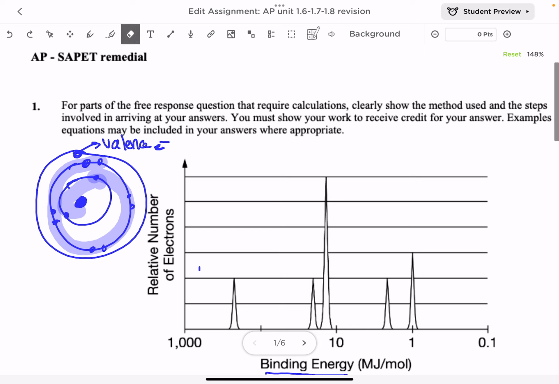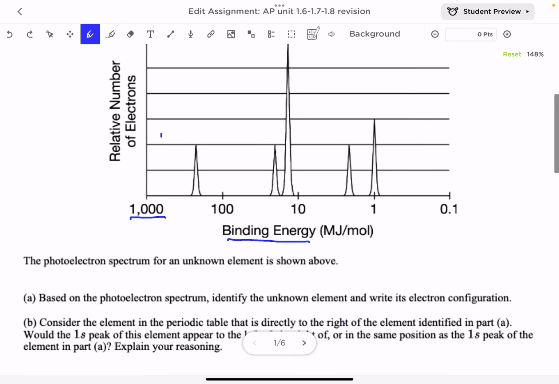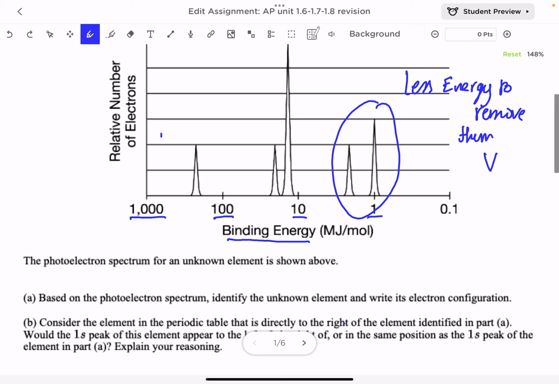So when we look at this graph, we see on the x-axis binding energy decreasing. Here it's 1,000, 110, and 1, which means that here are the electrons that require less energy to remove them. So most probably these are the valence electrons, and in here these are the inner electrons that require more energy to remove them from the nucleus.